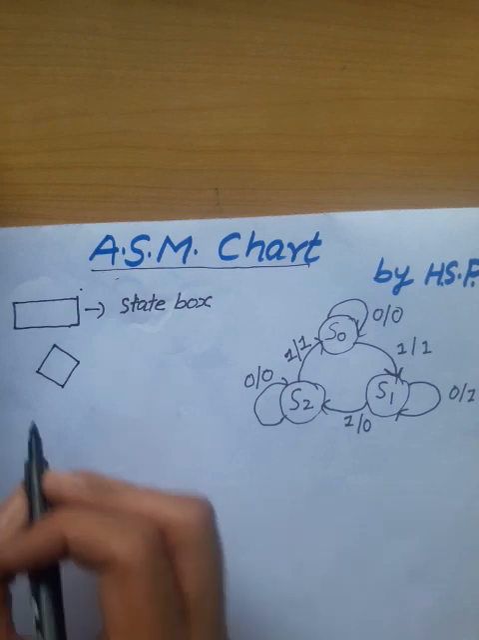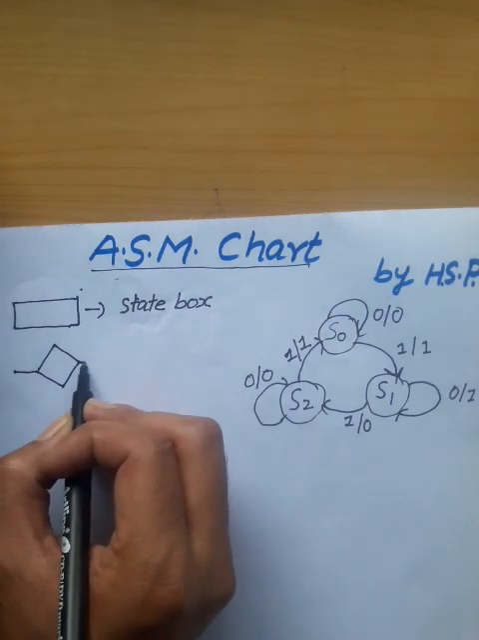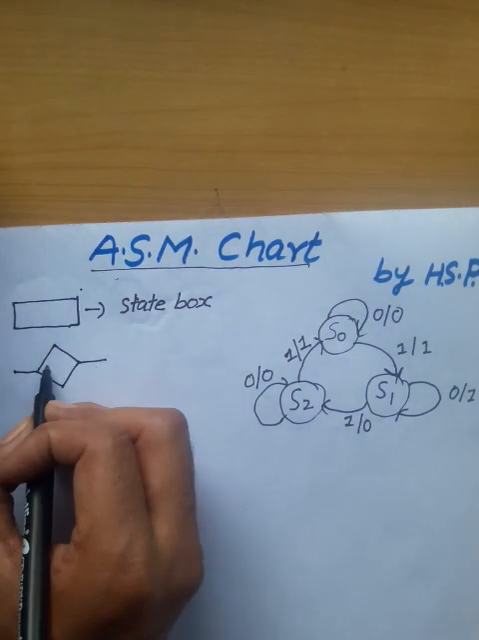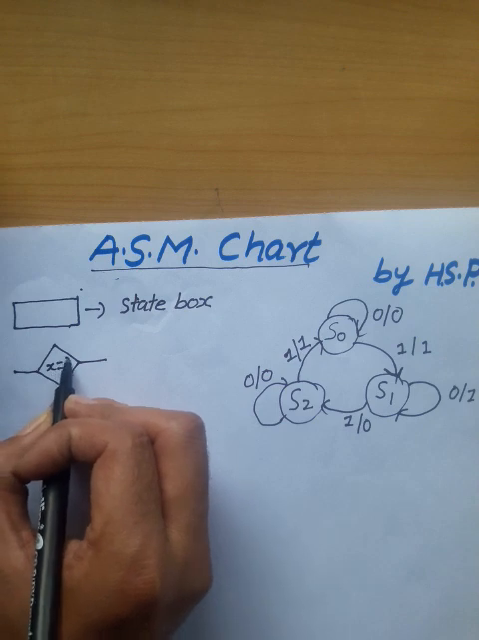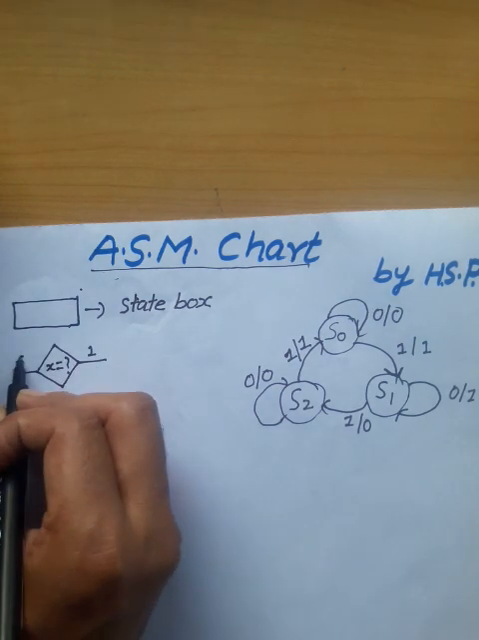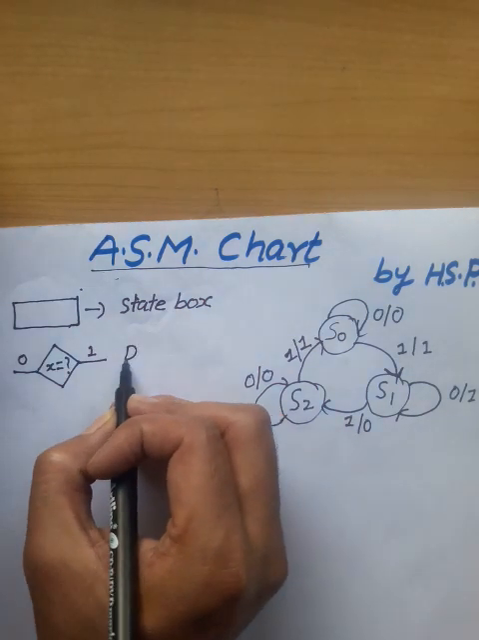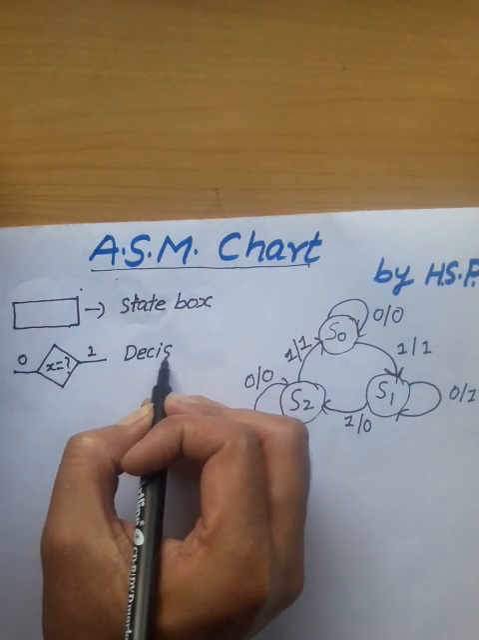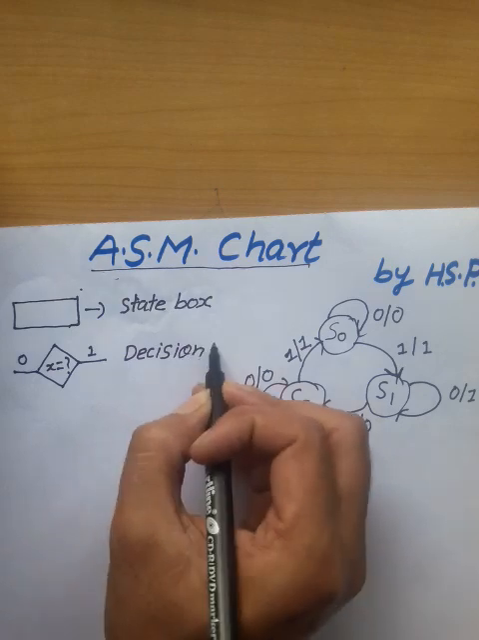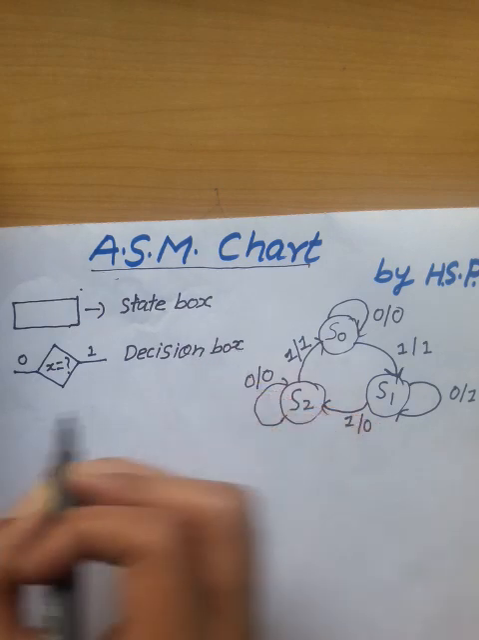Next one, again you are aware with this diamond box. Okay, it is used for decision. What is the value of X? Suppose X is input, either 1 or 0. This is called your decision box.